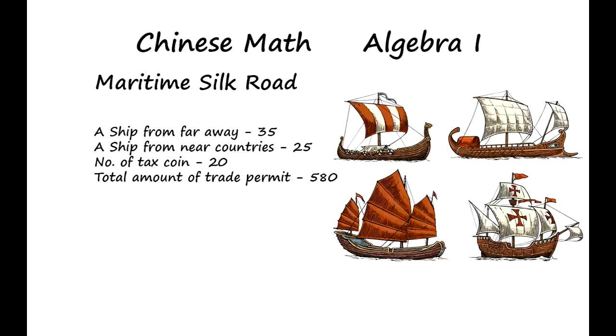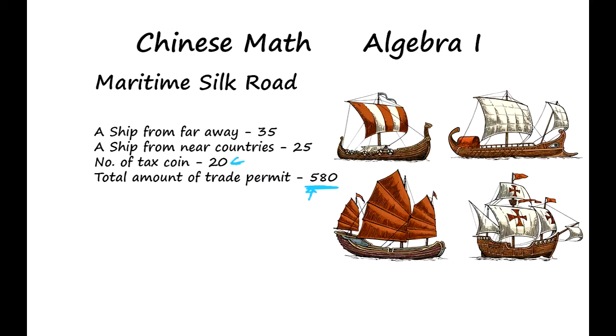So the next day the government worker came to the office and saw 20 tax coins collected yesterday. And the total amount of trade permits issued was 580 gold coins' worth of tickets.